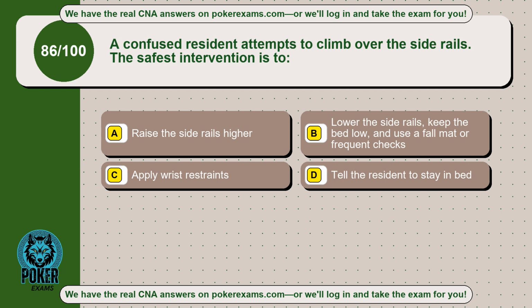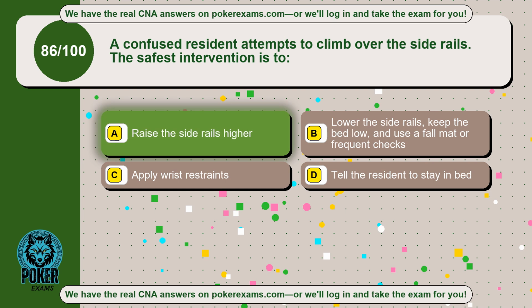Question 86. A confused resident attempts to climb over the side rails. The safest intervention is to: Option A, raise the side rails higher. Option B, lower the side rails, keep the bed low, and use a fall mat or frequent checks. Option C, apply wrist restraints. Option D, tell the resident to stay in bed.